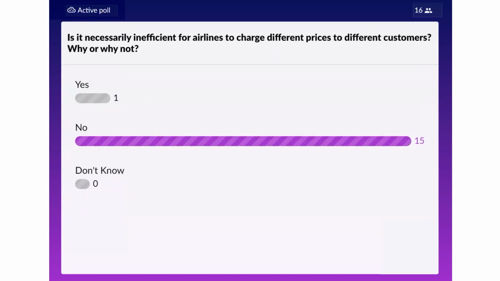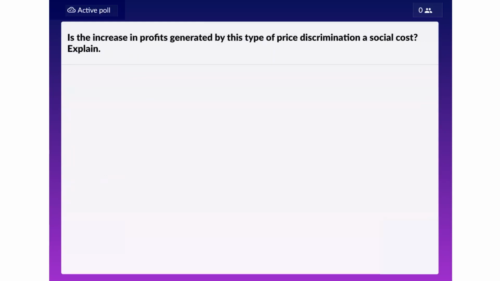Well, we've learned price discrimination. So if you forgot that, please review the whole idea of price discrimination. The extreme form of this is perfect price discrimination, where there's actually no deadweight loss. Of course, it's not really equal. So is the increase in profits generated by this type of discrimination a social cost?